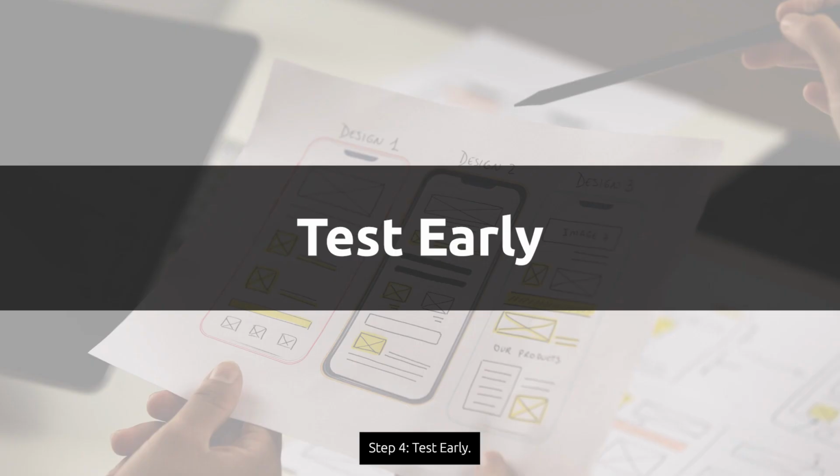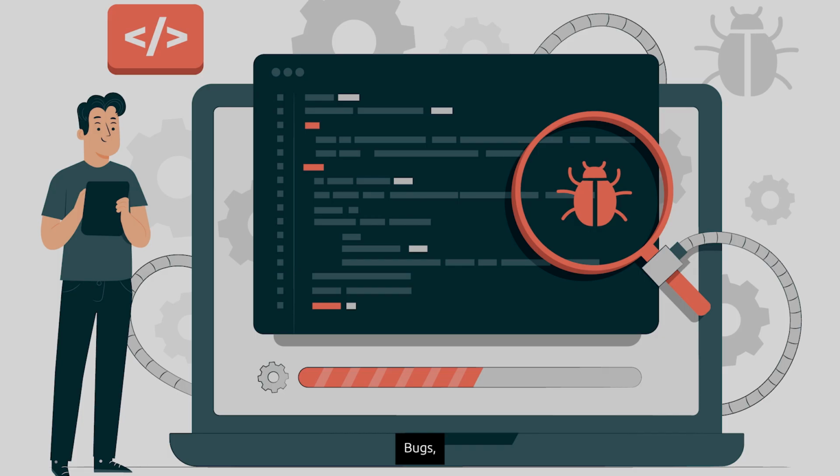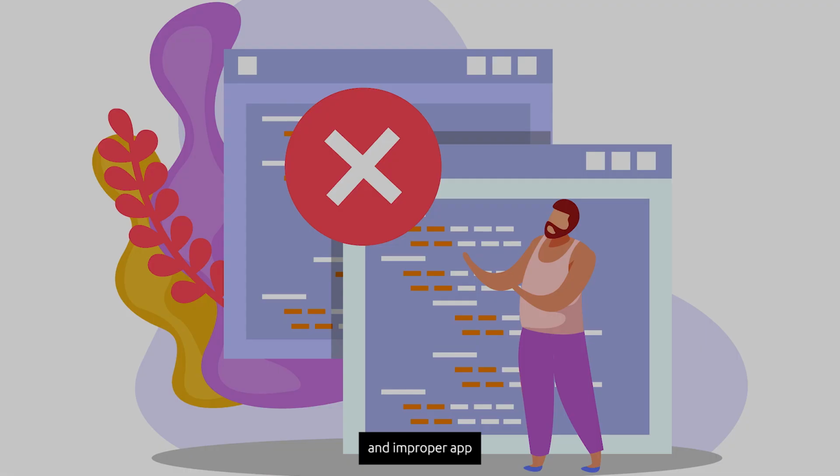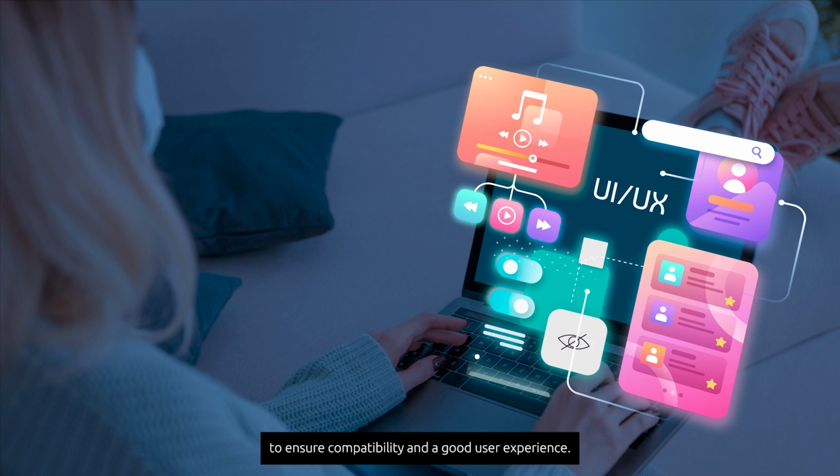Step 4. Test early. The testing phase is essential when making an iOS app. Bugs, usability problems, and improper app operation can be avoided with continuous testing throughout development. Make sure you run tests on several different iOS versions and devices to ensure compatibility and a good user experience.